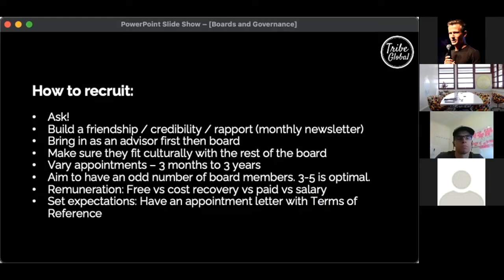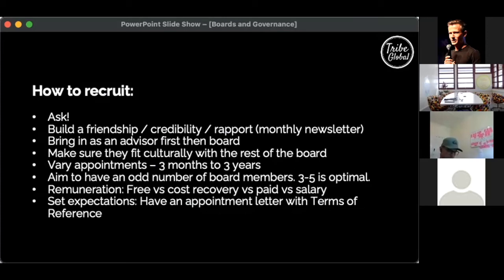So it's best to have an appointment letter when a board member comes in. Just have a very simple letter with some terms of reference. And basically what the terms of reference define is: what are the responsibilities of the board members? What are you looking for them to help you with? How long are they appointed for? How often will the board meet? When do they meet? What's the expectation of how many meetings they have to attend?